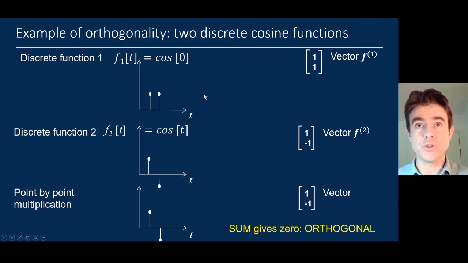So an example I could have shown here would have been cos 0 times cos 0, and that would be 1 times 1. Sum that up, you get a value of 2. Cos 0 is not orthogonal with itself. Or if I had done cos t times cos t, I would have 1 times 1 is 1, minus 1 times minus 1 is 1. Sum that up, I get a value of 2, which means cos t is not orthogonal with itself.